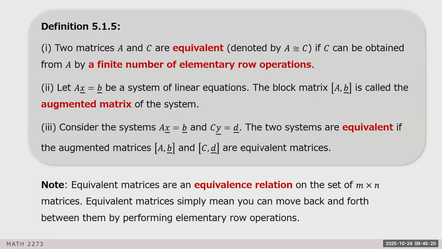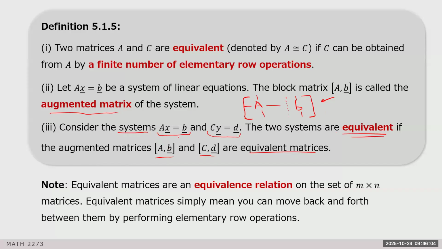Let me draw what this thing is. This block matrix looks like this. You have the original matrix A over here, and sometimes you do a dotted line. If you want, you could do a straight line, and then you put the column vector B here. So over here is the original matrix, and you just add on the vector B. This is called the augmented matrix. Now, we say that the systems AX equal B and CY equal D are equivalent if their augmented matrices are equivalent.